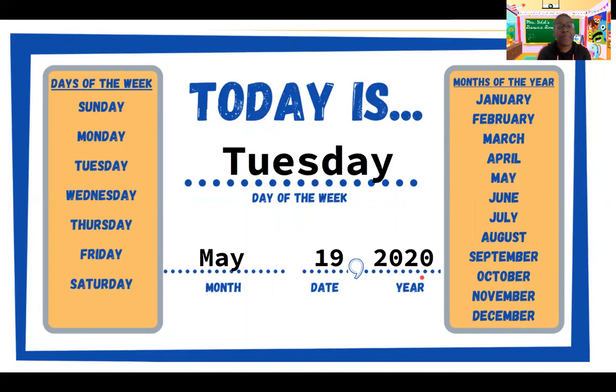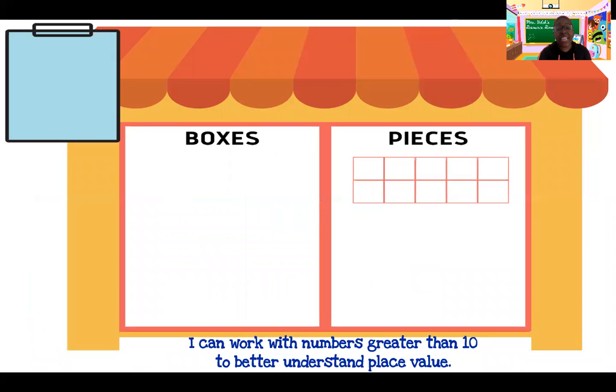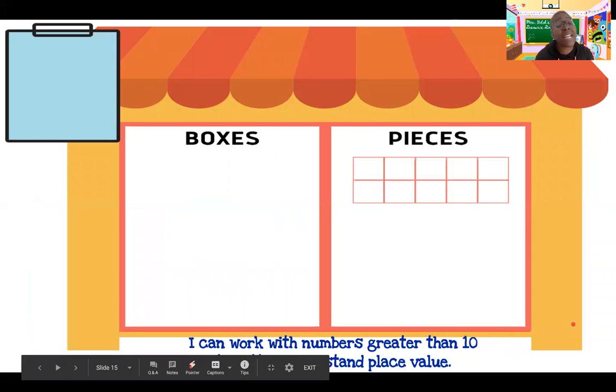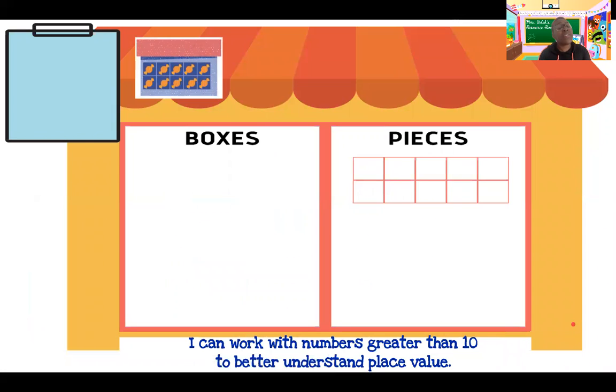Great job. All right, littles, it's your turn. Remember, this week we are going to be working to have a better understanding of place value. And we're going to do that using Miss Udoh's candy shop. So let me remind you a little bit of information about the candy shop. When Miss Udoh sells candy, she sells it two ways. She sells it by the box and she sells it by the piece.